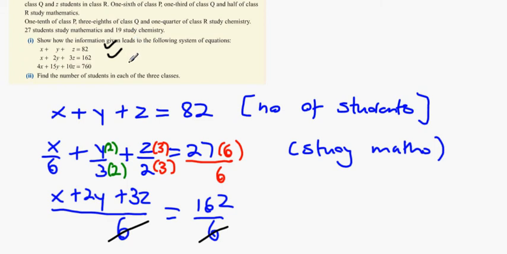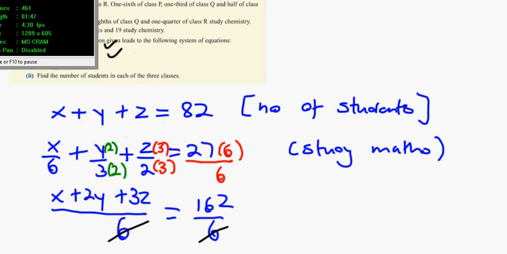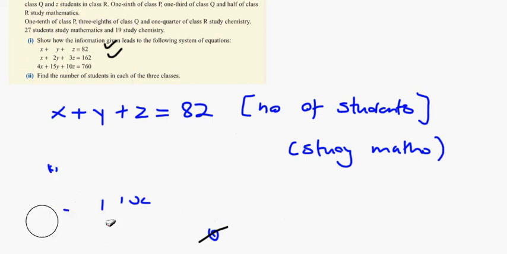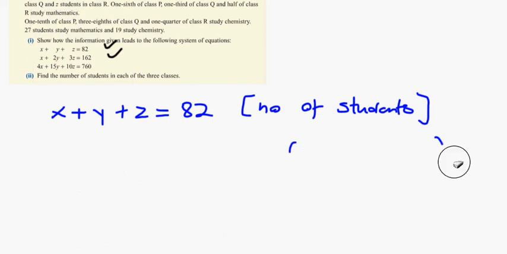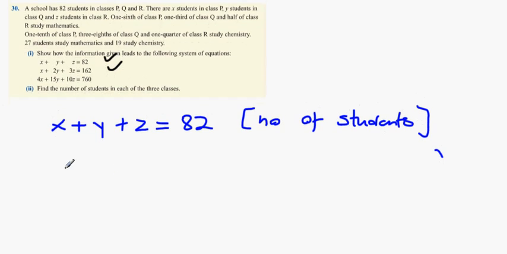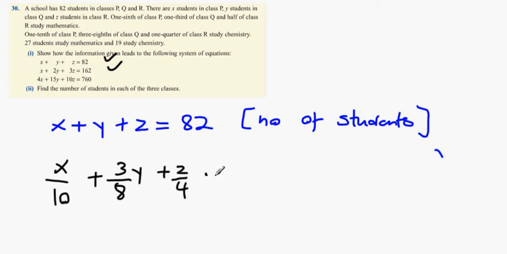Is that alright? Any questions thus far? Okay, so we've got the second equation done. Now what we're going to do next is look at the chemistry. It says 1/10 of P, which is X over 10, yeah, X over 10, 3/8 of class Q, which is 3 over 8 Y, plus half of 1/4 of class R, which is Z over 4. All of this has to equal 19.